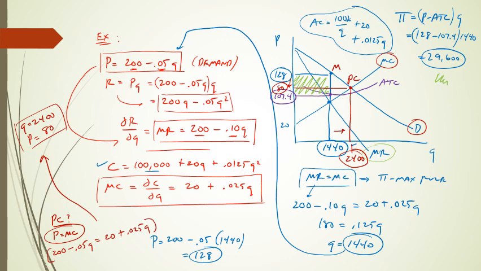In the far upper right-hand side of the slide, you'll see that we have to calculate average cost. So we take the average cost formula, which we didn't derive, but you can derive it, and we plug in a quantity of 1440, and we get an average cost of 107.4. So profit is 128 minus 107.4 times 1440, and that's 29,600. And then I've got that shaded in green. You can see that on the slide there. That height of the green box is the P minus AC, and then the width is the quantity of 1440.